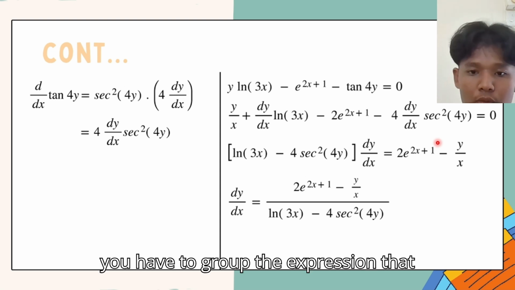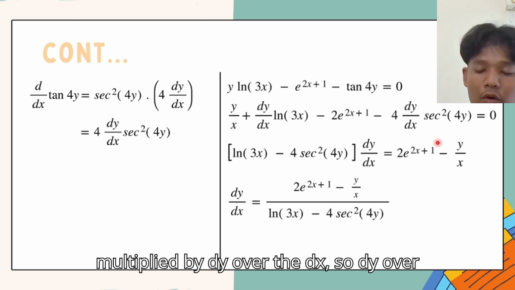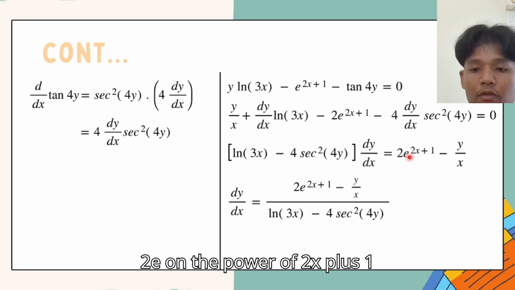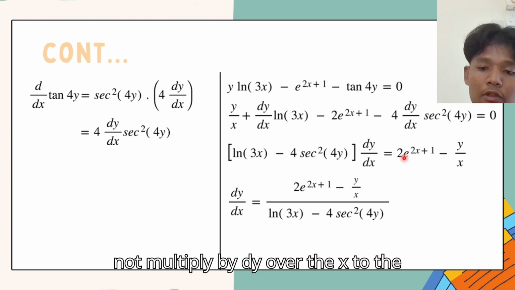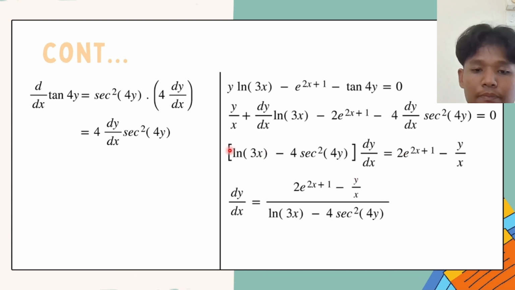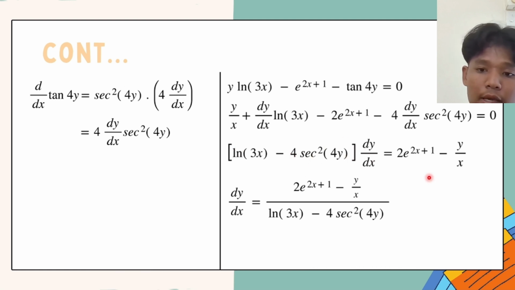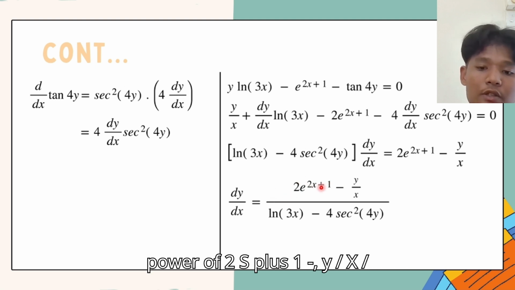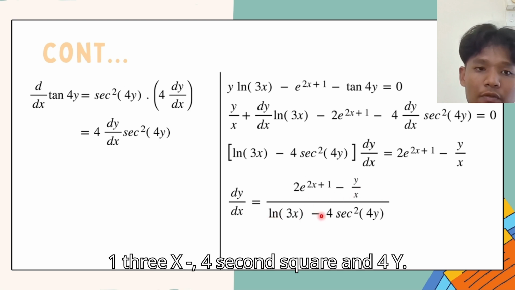For the next step, you have to group the expression that multiply by dy over dx, so dy over dx can be the title. And then bring 2e to the power of 2x plus 1 minus y over x, that did not multiply by dy over dx, to the right. And then you have to bring the group of expressions that multiply by dy over dx to the right, and it will become divide. And then the final answer will be 2 exponential the power of 2x plus 1 minus y over x divided by ln 3x minus 4 secant squared 4y.